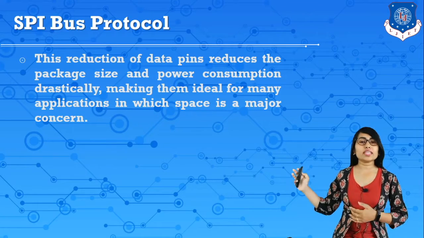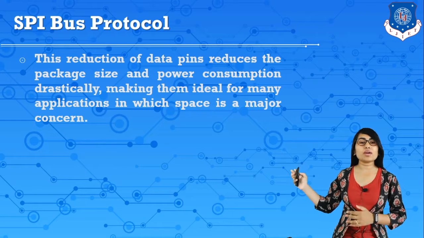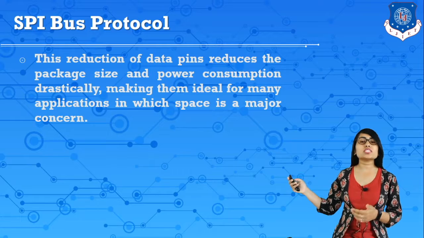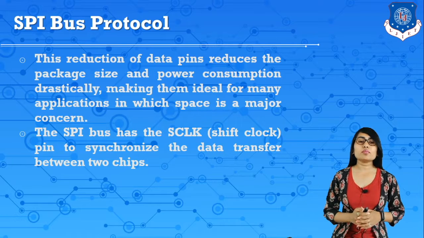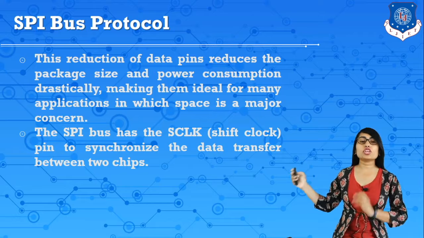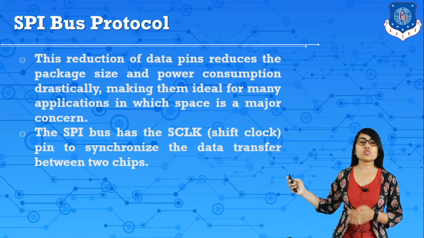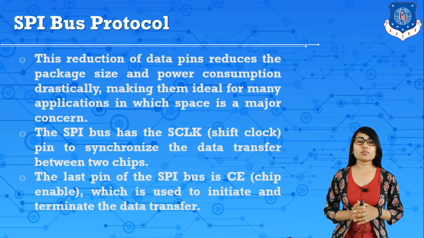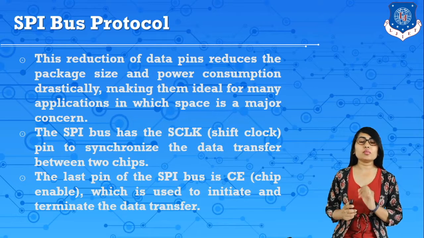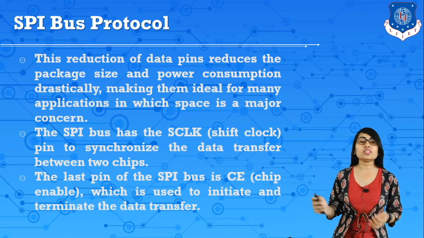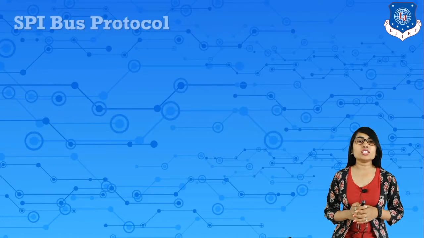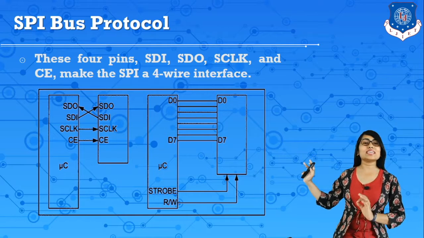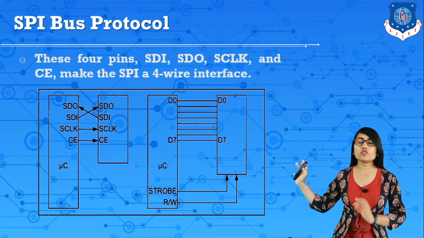This reduction of data pins reduces the package size and the power consumption drastically, making them ideal for many applications in which space is a major concern. The SPI bus has an SCLK shift clock pin to synchronize the data transfer between two ICs or between two chips. The last pin of the SPI bus is CE, that is chip enable, which is used to initiate and terminate the data transfer. So in the SPI bus protocol there are 4 pins: SDI, SDO, SCLK and CE, and this makes the SPI a 4-wire interface.